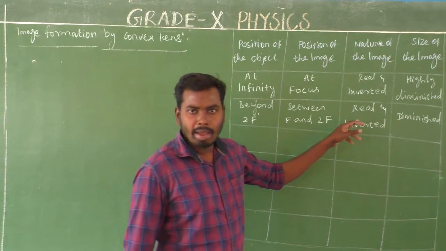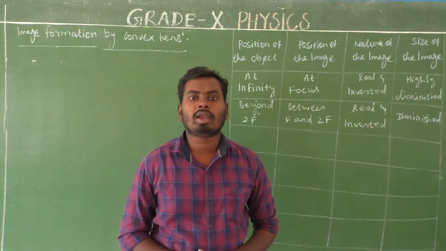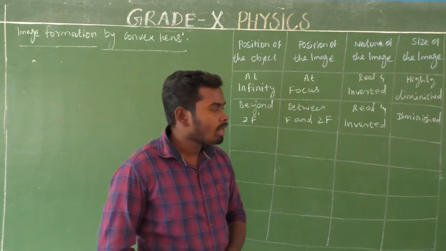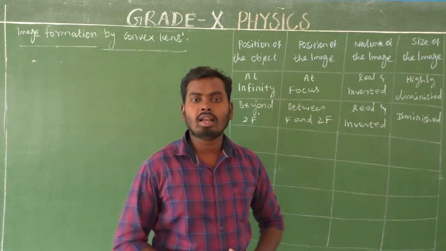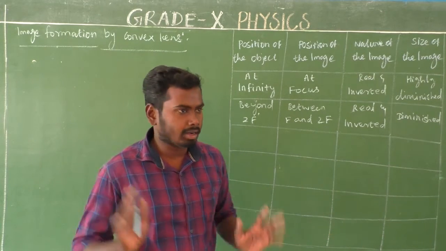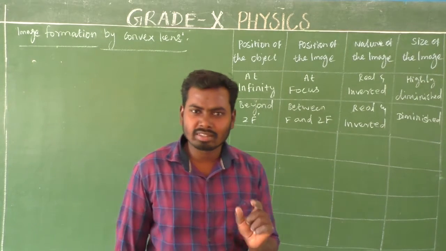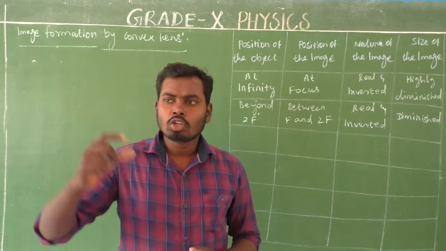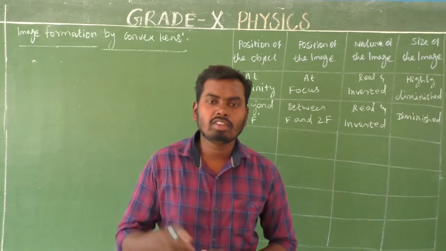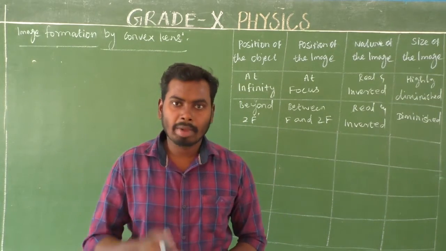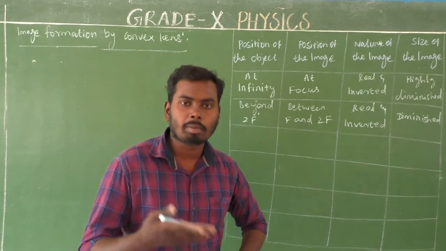That image is real and inverted, because the image is formed below the principal axis, so it is considered a real image. All real images are inverted. Next, the image size is diminished. Diminished means smaller than the object size. So if the object size is 5 centimeters, the image size will be less than 5 centimeters. It may be 4 centimeters, 3 centimeters, whatever it is.